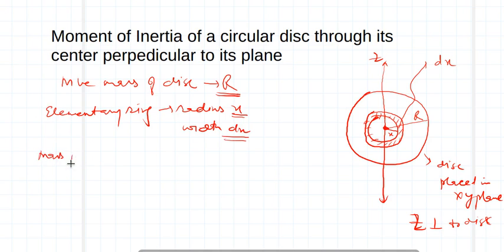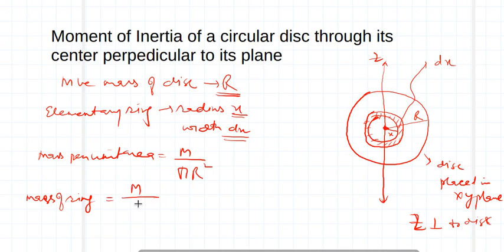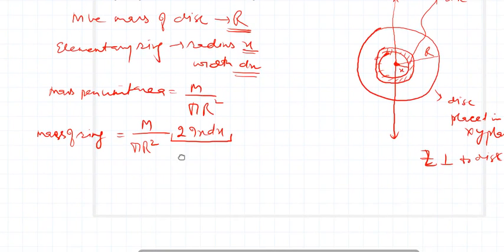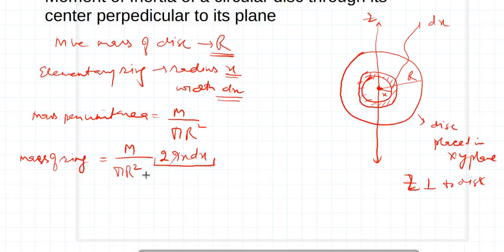now consider mass per unit area. It is the total mass divided by the total area of the disk, and the mass of the ring is equal to mass per unit area into the area of the ring. So that means this pi will cancel out with this pi. So it is 2m over r square x dx.